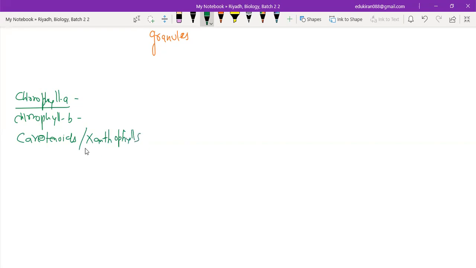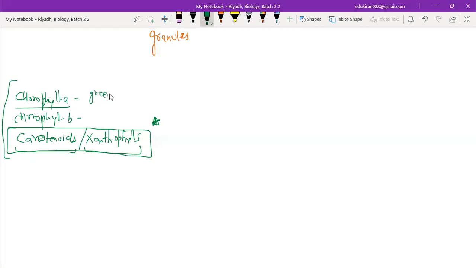So xanthophylls are brownish, reddish brown in color, and carotenoids are reddish orange, again non-green. So these two are non-green, non-blue pigments, which play an important role in photosynthesis. Photosynthesis is not all about green pigment. Only chlorophyll is green. Chlorophyll A is a green pigment. Chlorophyll B is more of a bluish pigment. Is it clear, everyone?